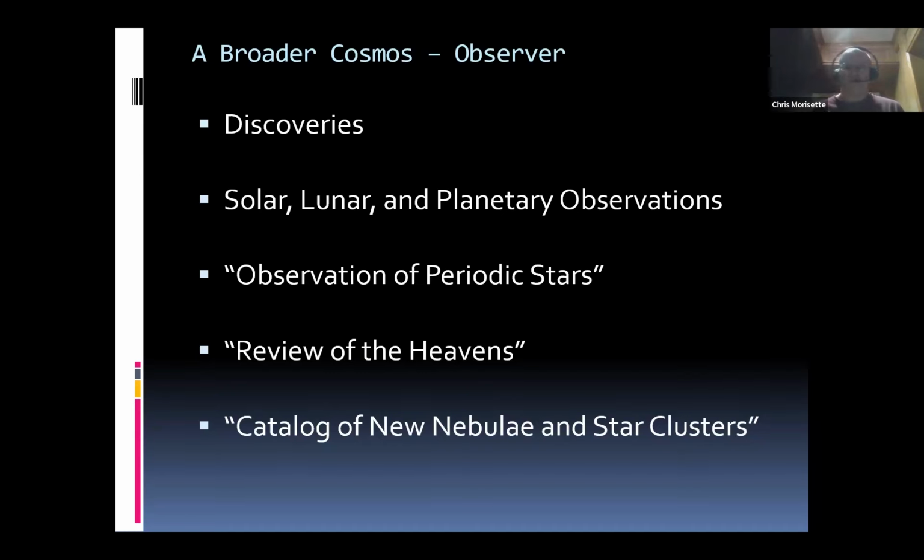His observations of planetary motion of the sun, the moon, and the planets were remarkable. He was able to calculate mountain heights using his observations of mountains on the moon. He discovered that Mars had an atmosphere. I mean, the list goes on and on. Where he really begins to get outside of the solar system is when he published these next three documents. So, in the observation of periodic stars, he begins to observe that there are stars out there that actually have a period of brightening and dimming.